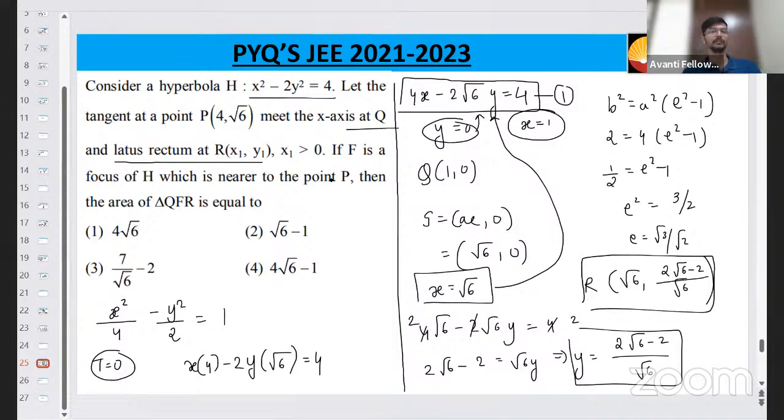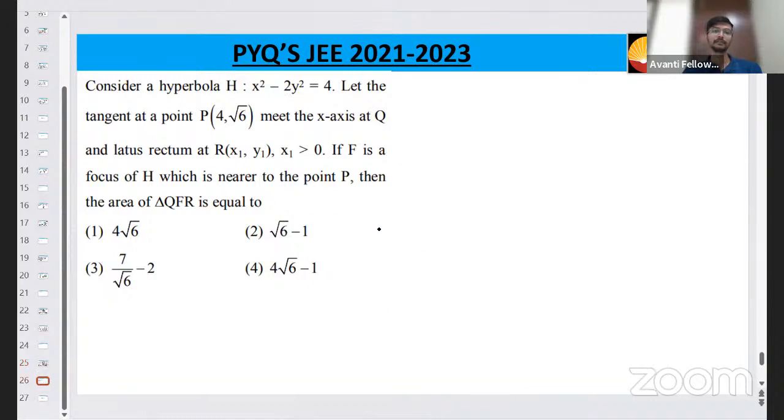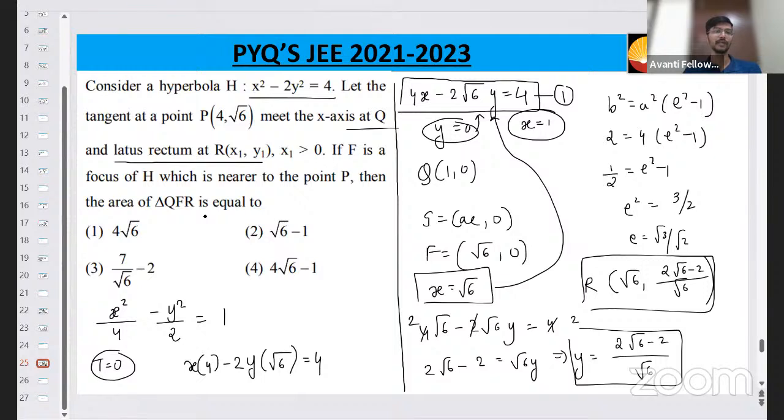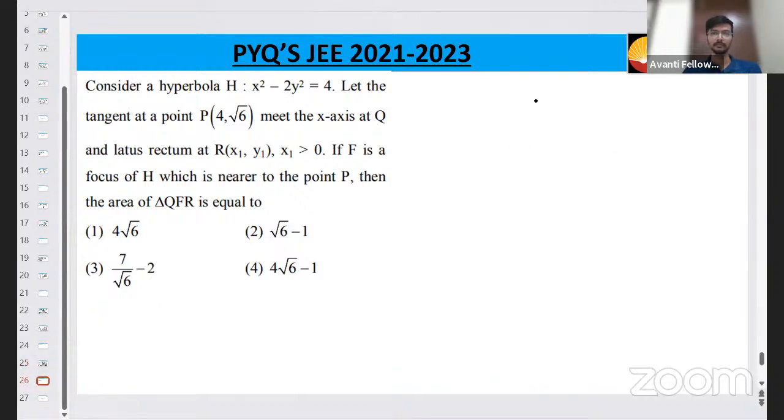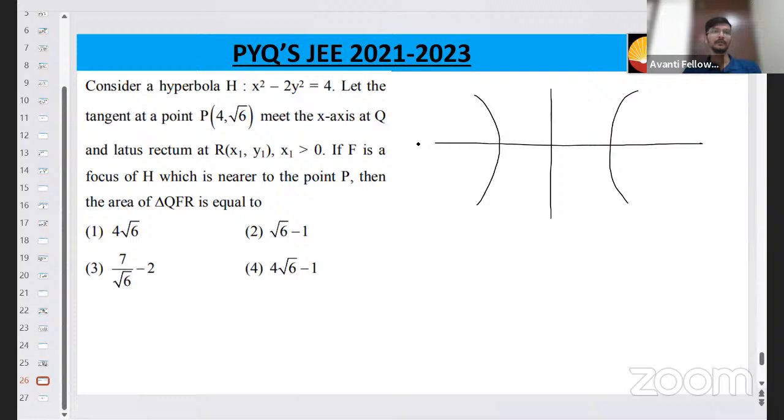Now read the question further. F is the focus of the hyperbola. Yes, we already got the focus F. Area of triangle QFR. Now it's the time to find the final answer. Now, to understand it better, I'll draw the diagram. This is the hyperbola. Tangent is drawn here at point P. Let this be the tangent at point P. It intersects the x-axis at Q.